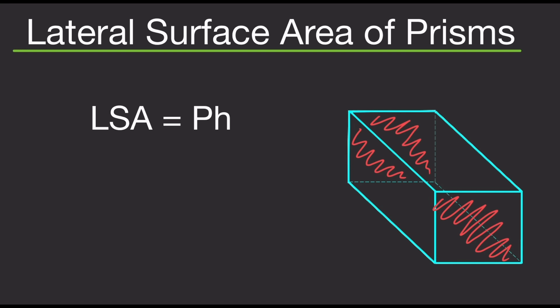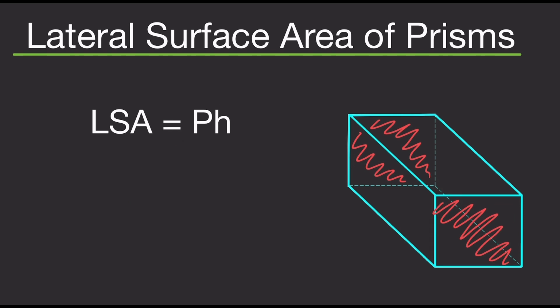So let's look at our formula right here. We have lateral surface area. In this case, P is the perimeter of the base. And H is going to be the height of the prism, or the measure between the two bases. So if you're looking at this right here, it's this line right here because it's the measure between the two bases. It could also be this line, could be this line, could also be this dotted line down here, but highly unlikely to use that one there.